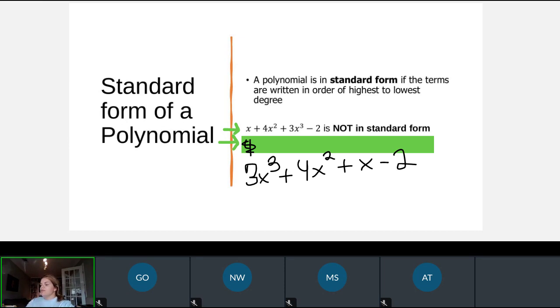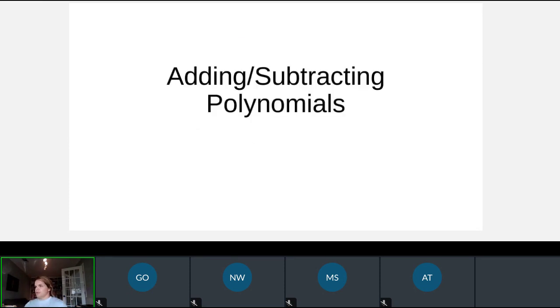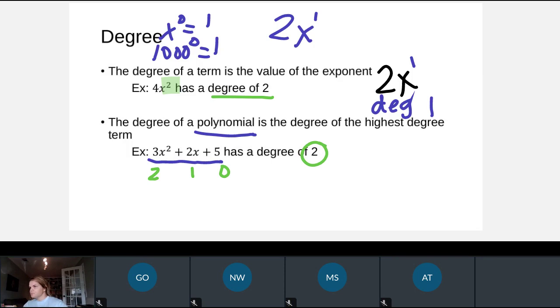All right. So the standard form, we want to find the highest term. So we're looking for the highest degree, which is 3x to the third plus 4x squared plus x minus 2. Great job, AJ. That was perfect. So now we're going to talk about adding and subtracting polynomials.